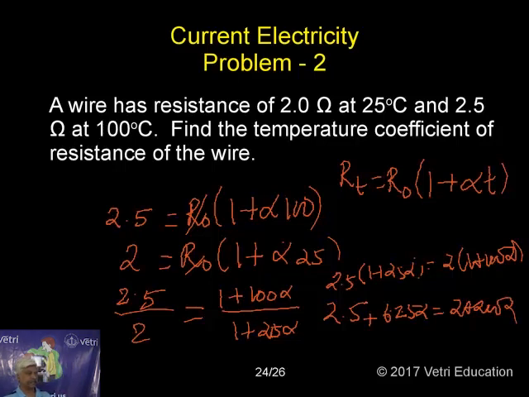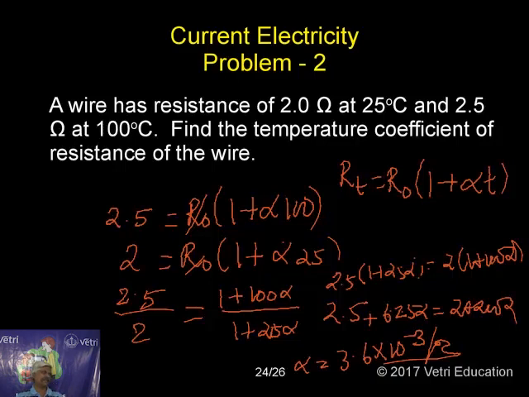Therefore, 200 minus 62 alpha is equal to 2.5 minus 2. That means 0.5. From which alpha can be calculated as 3.6 into 10 power minus 3 per degree centigrade. On simplification or solving, we can find out the value of the temperature coefficient of resistance.